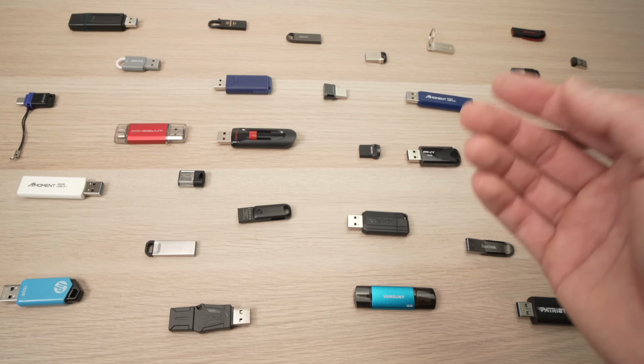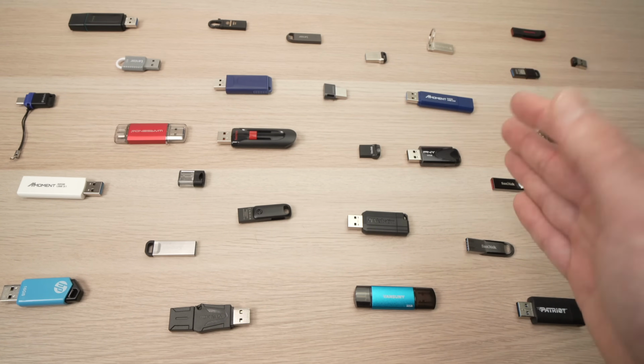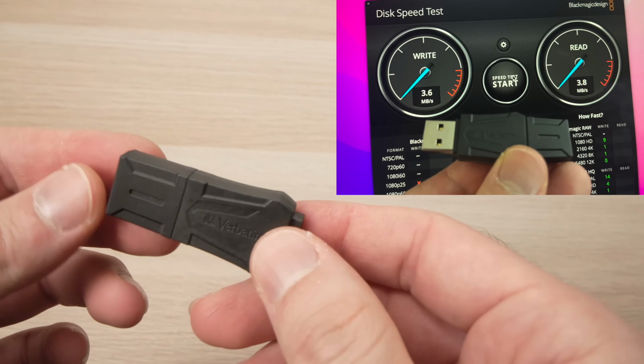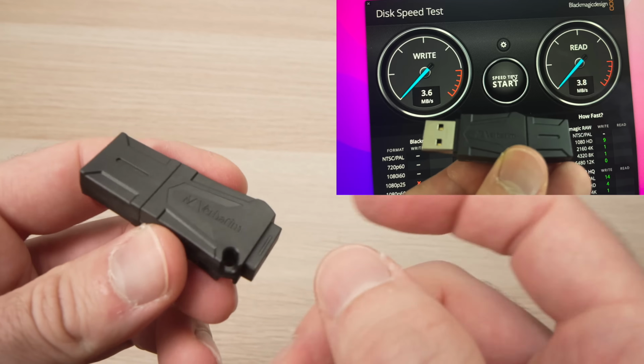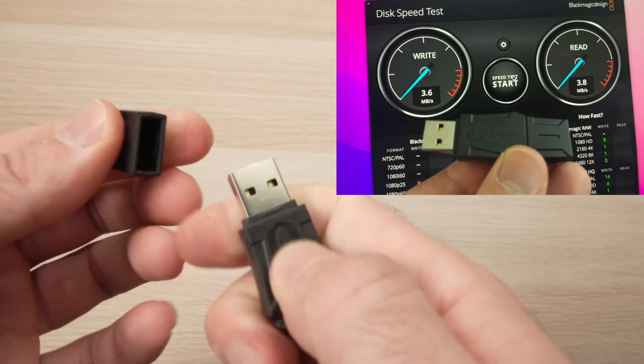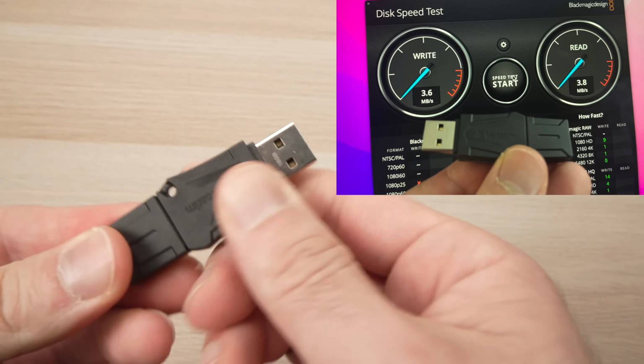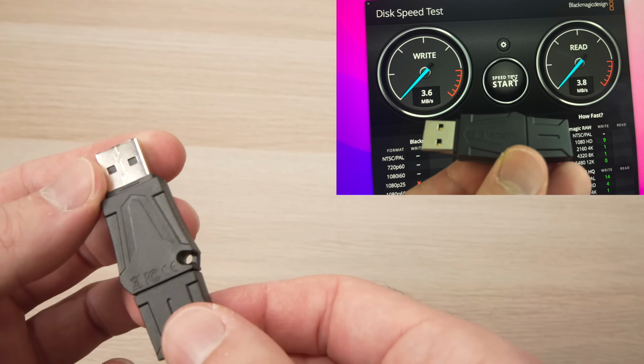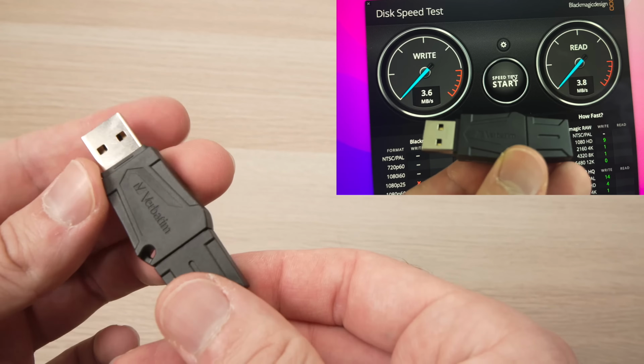So let's start with the worst ones that I found. The last place is occupied by this Verbatim ToughMax that was only able to write at 3.6 megabytes per second and read at 3.8 megabytes per second. I don't know if this one is a defective unit, but anyway, it was very bad and slow.